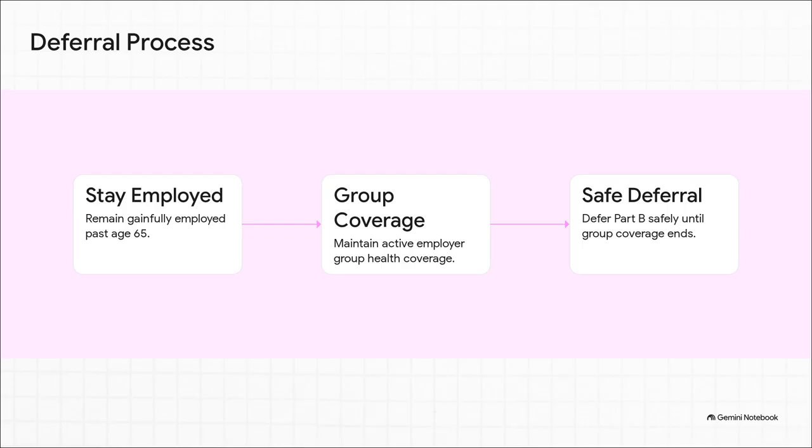Step 1, they must remain gainfully employed past age 65. Step 2, they must be actively covered by that employer's group health plan. If they meet those conditions, they can safely defer Part B until that group coverage eventually ends.